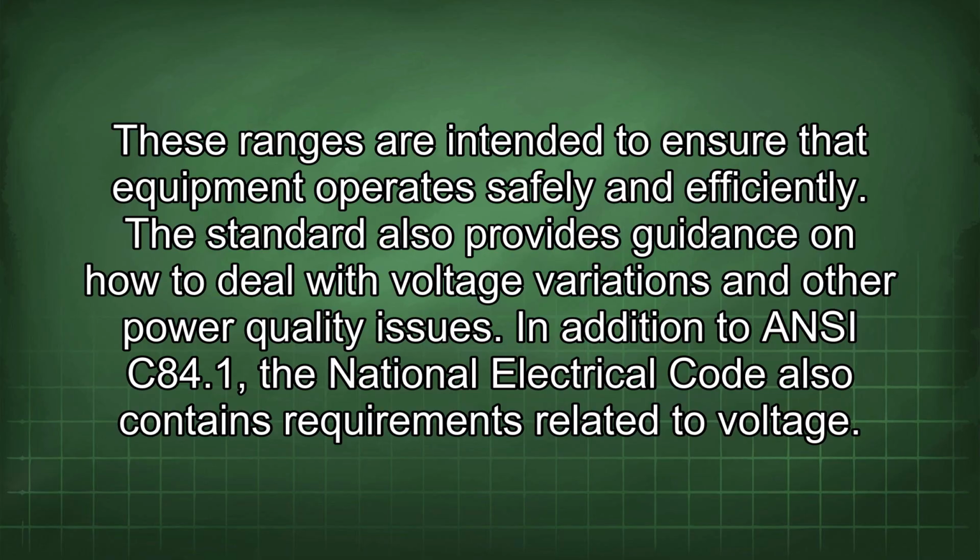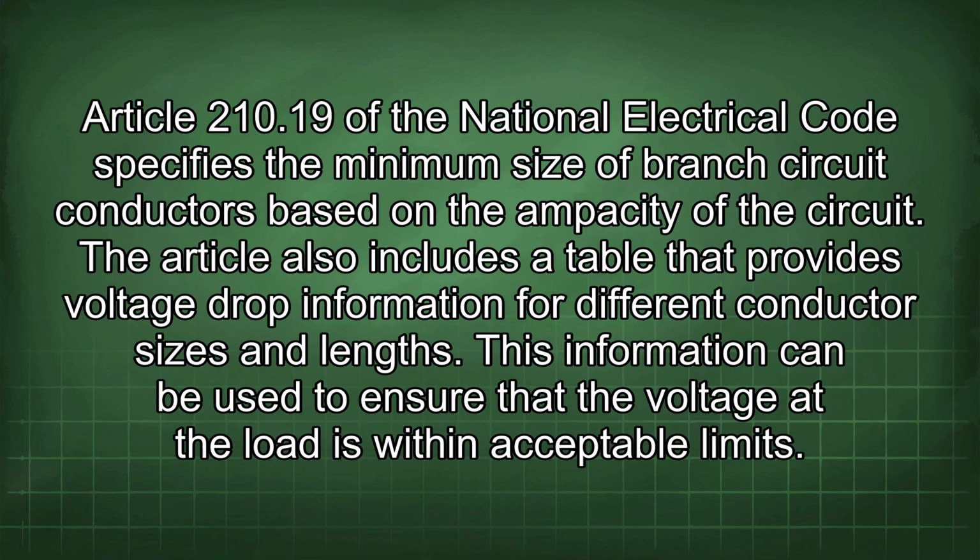In addition to ANSI C84.1, the National Electrical Code also contains requirements related to voltage. Article 210.19 of the National Electrical Code specifies the minimum size of branch circuit conductors based on the ampacity of the circuit. The article also includes a table that provides voltage drop information for different conductor sizes and lengths. This information can be used to ensure that the voltage at the load is within acceptable limits.